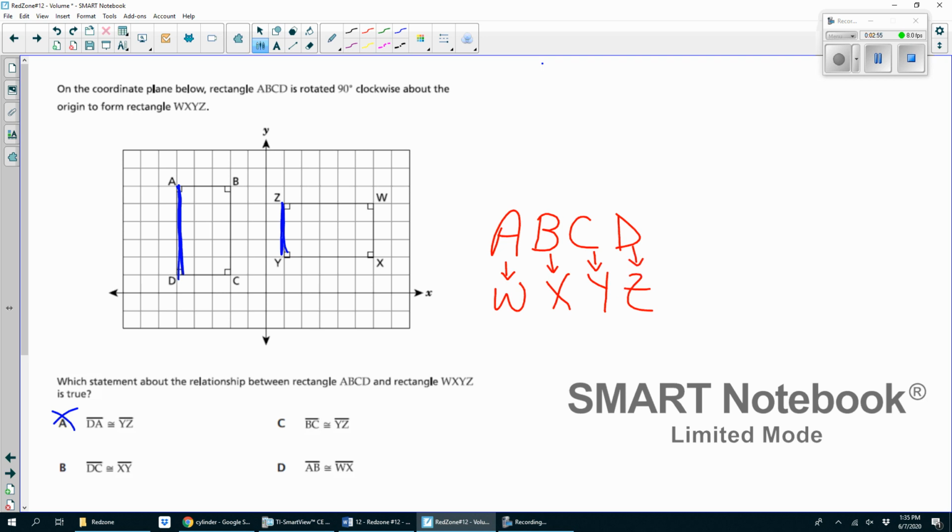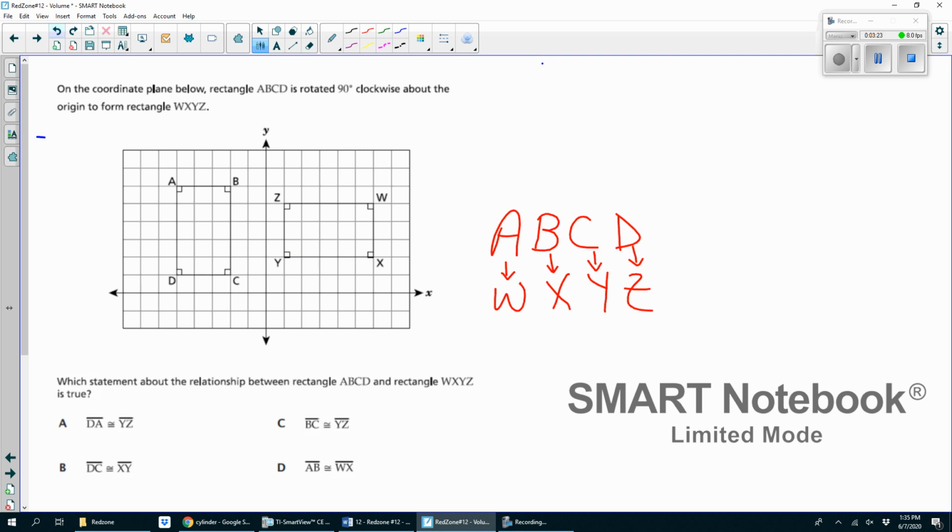Choice B, side length DC matches up with XY. Again, clearly those are not corresponding sides. You have to look at it, after I rotate this one, where does DC end up? And that is not where it ends up. And if you look at the letters, DC does not match up with XY. So again, choice B is incorrect.